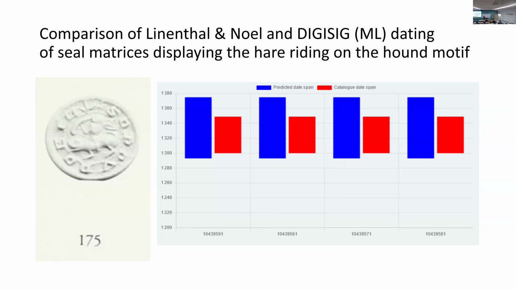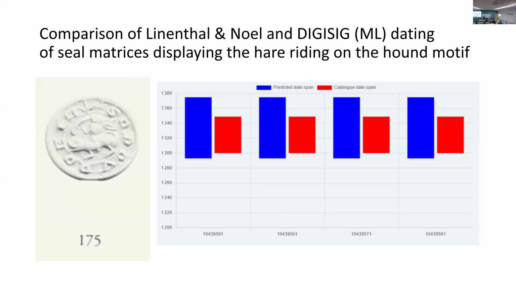Is it any good? Well, what you can do is compare the way the machine does it to the way a human being does it. That's one obvious way of testing this. For example, if you take the machine and apply it to Linenthal and Knowles's catalog of seal matrices from the Scheuing collection, and you pick the seals with rabbits running on dogs, blowing horns, and you ask the machine what dates it thinks it is.